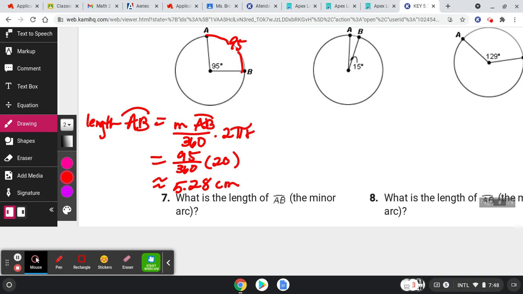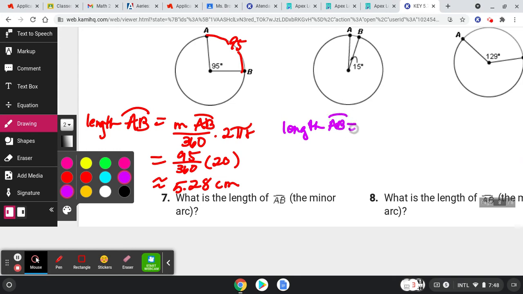Okay, the next one. The length of AB is equal to the measure of minor arc AB times 2 pi r.